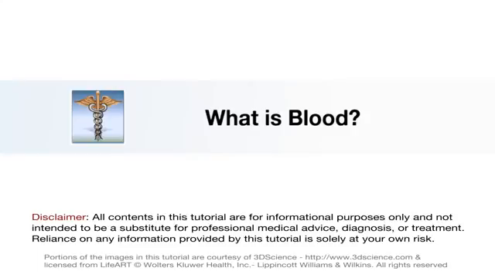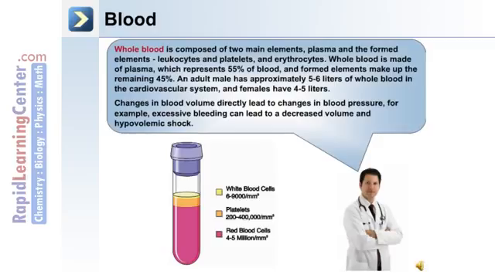Now let's move on to discuss the components of whole blood, including plasma, plasma proteins, and cells. Whole blood is composed of two main elements, plasma and the formed elements: leukocytes or white blood cells, platelets, and erythrocytes or red blood cells. Plasma makes up 55% of whole blood and the formed elements make up the remaining 45%.